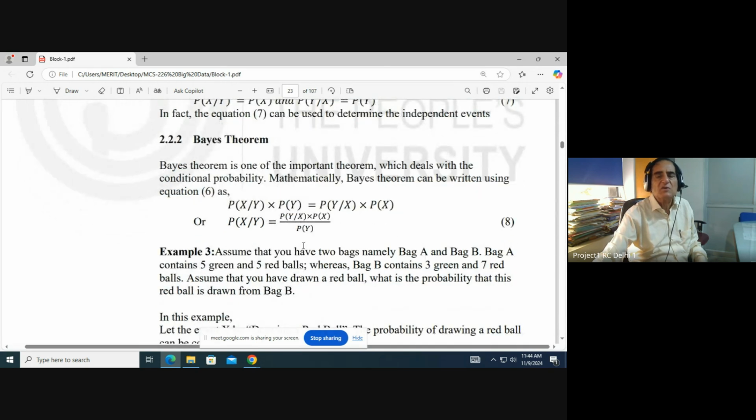So assume that you have two bags, namely bag A and bag B. Bag A contains 5 green and 5 red balls, whereas bag B contains 3 green and 7 red balls. Assume that you have drawn a red ball. What is the probability that this red ball is drawn from bag B?